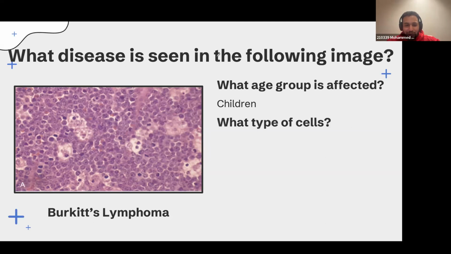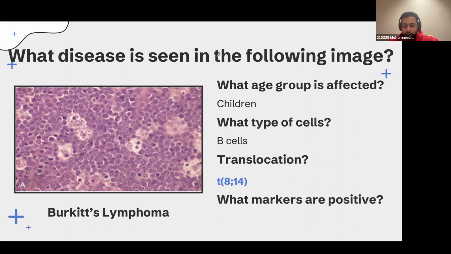Anyways, what type of cells? B cells, good. Translocation, 8;14, good. And what markers are positive? Excellent, guys. Okay, perfect. Now, one more concept, and then it's not located here, but I will explain it through this.